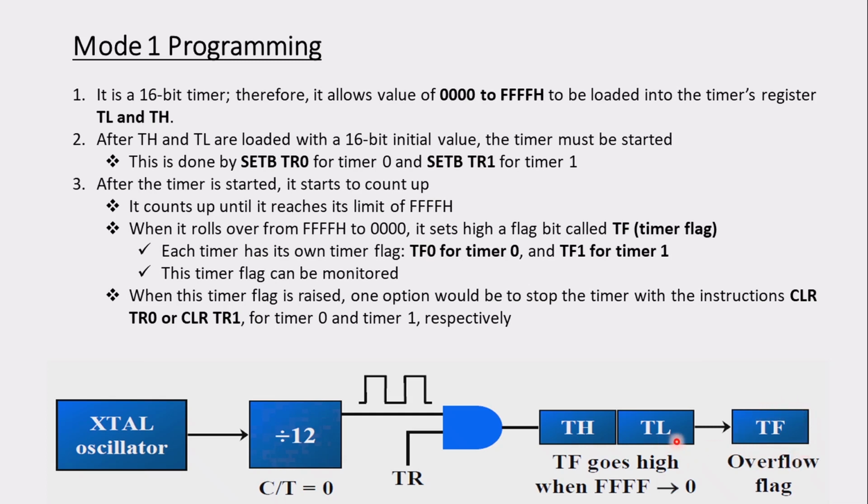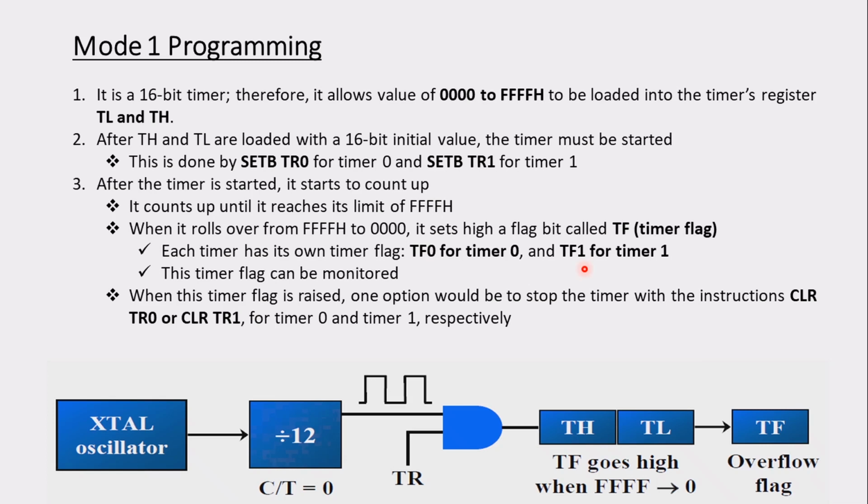Once there is an overflow, that is from FFFF hexa to 0, then the timer flag raises high. Okay, so this can be done. Here also we are having two different bits, two different flags. For timer 0 we are having TF0, and for timer 1 we are having TF1. Once there is a rise in these particular bits, at that time what we should do, we should make our timer to be stopped.